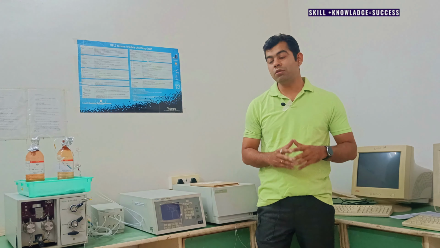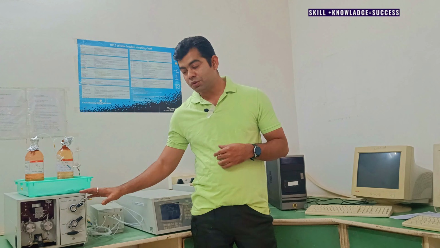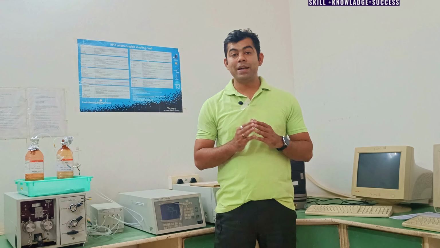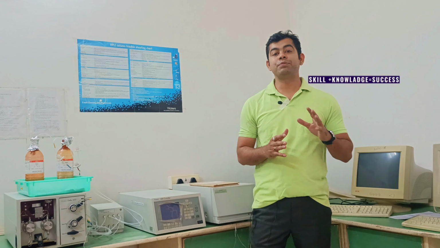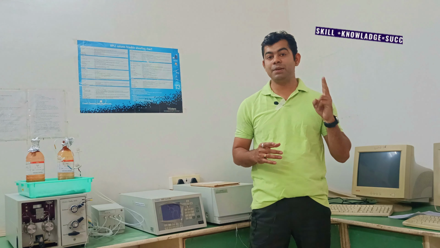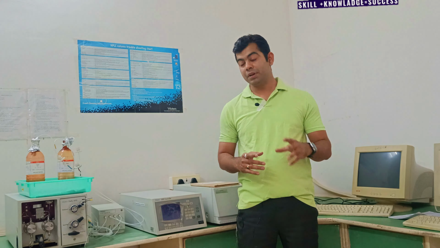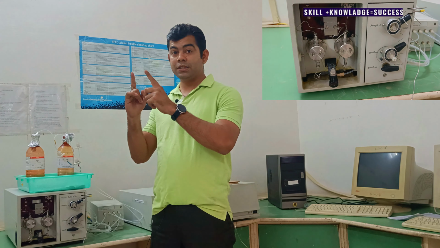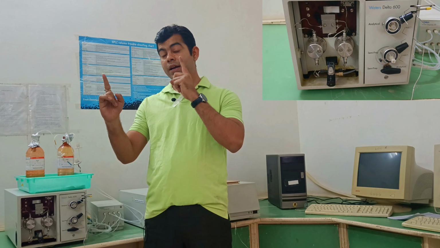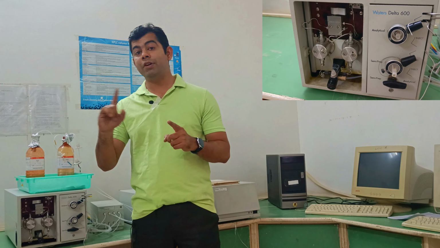First, we talk about the pump. In my instrument, we have a Waters Delta 600 pneumatic pump. Basically, HPLC uses three types of pumps: first is displacement, second is reciprocating, and third is pneumatic pump. This is a pneumatic pump. The importance of the pneumatic pump is that it pumps our mobile phase continuously. If the first cylinder is in, the second is out, and if the second is in, the first is out. That's why it continuously pumps our solvent.